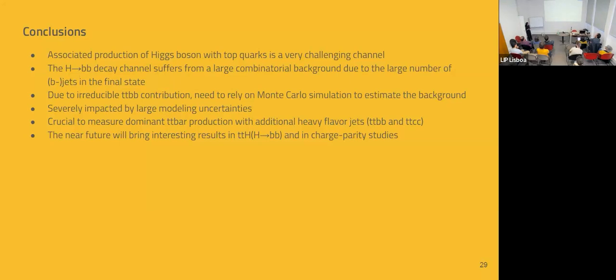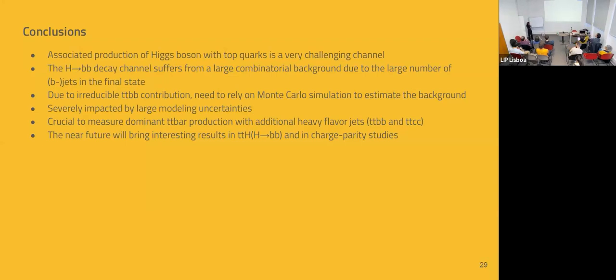This brings me to the end. I think I've shown you that associated production of Higgs boson with top quarks is a very challenging channel. It is also a very interesting channel, specifically for CP studies, because we only have fermionic couplings in the production and the decay. And there are no loops, and therefore, at leading order, there are no particles running around in the loops that might complicate the interpretation.